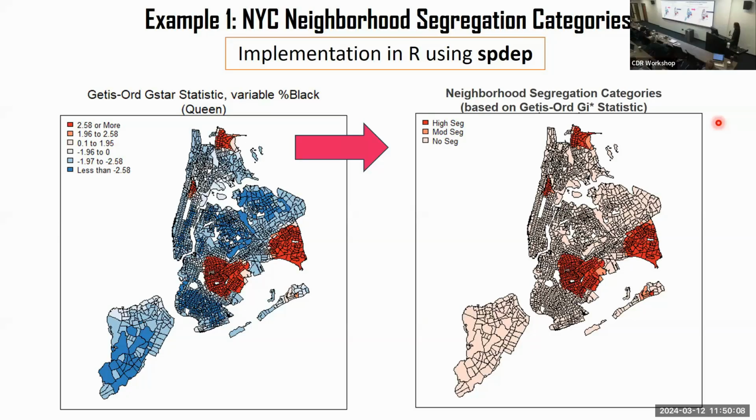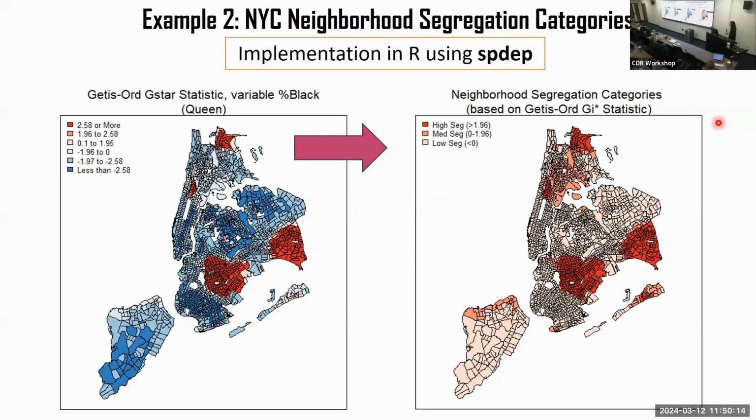We see how it's distributed here, and that would be one approach to doing it. One that's more common in the existing literature is categorizing neighborhoods this way: if their z-score or G-star value is above 1.96, they're high; moderate is between 0 and 1.96; and everything below 0 would be low. We see a little bit of a differentiation pattern here. Obviously, more neighborhoods are categorized as segregated using this approach.